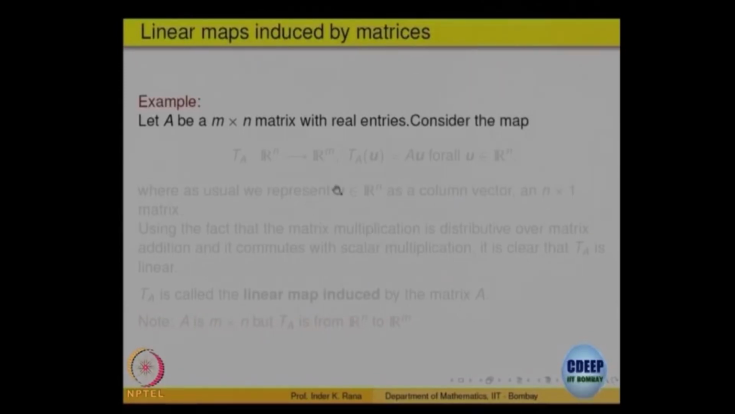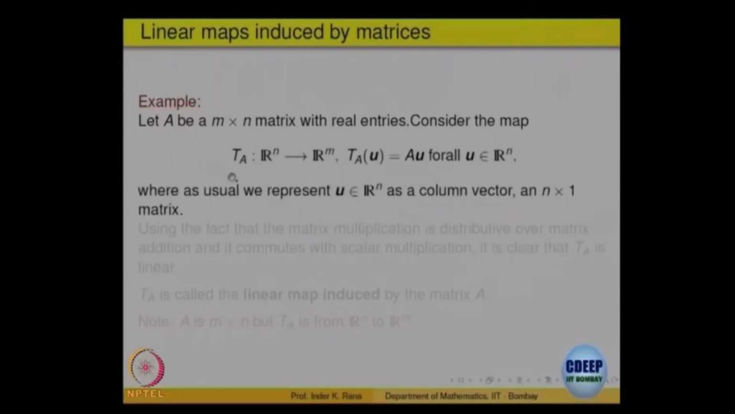So, take a matrix of order m cross n. Consider the map T A. This A indicates that this map depends upon the matrix A. It is from R n to R m. So, keep in mind here the matrix is of order m cross n. The map we are defining is from R n to R m. So, there is a switch.